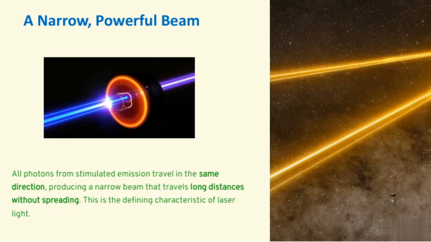When photons are emitted through stimulation, they all move together in the same direction. This creates a beam that's incredibly narrow and focused. Because of this, the light can travel long distances without spreading out or losing intensity. This unique behavior, a tight, powerful beam, is what truly sets laser light apart from other types of light. It's the defining feature that makes lasers so precise and effective.